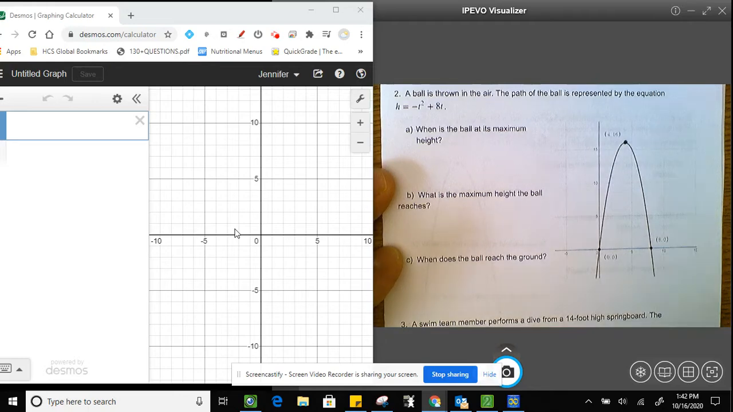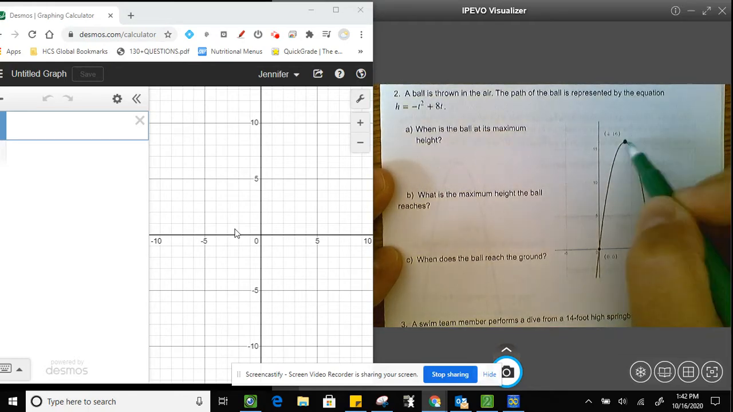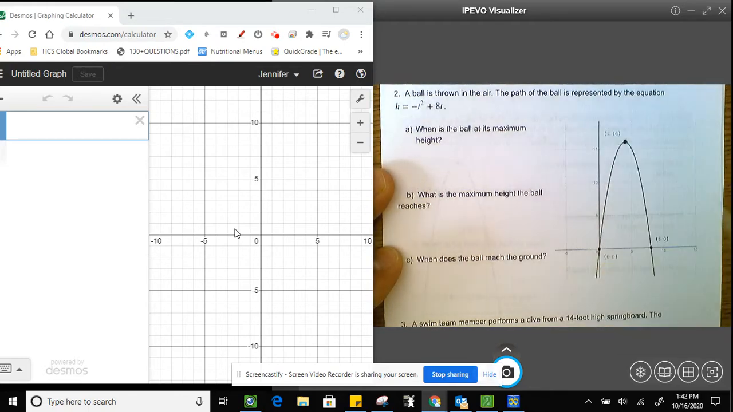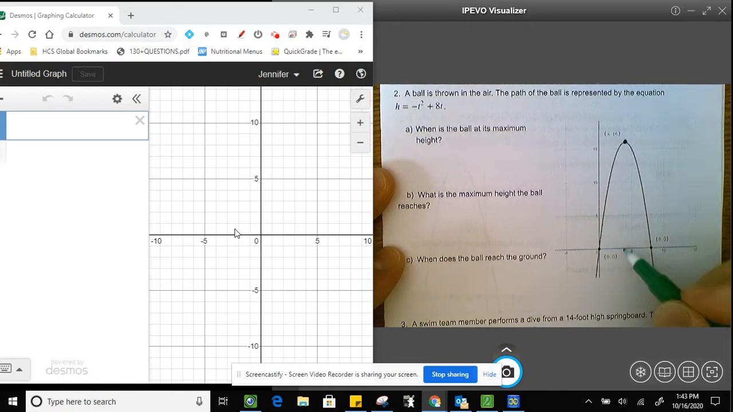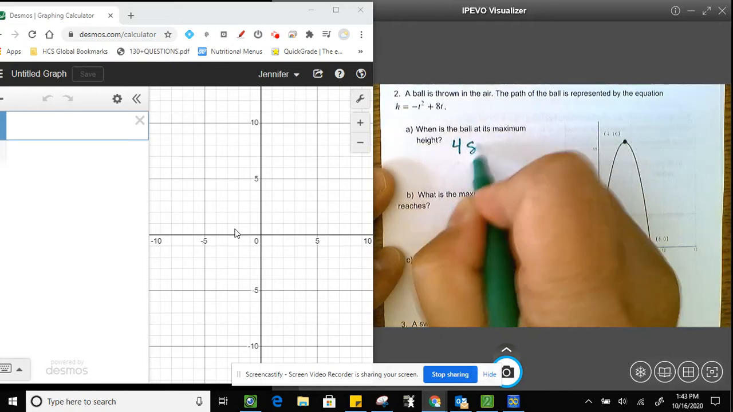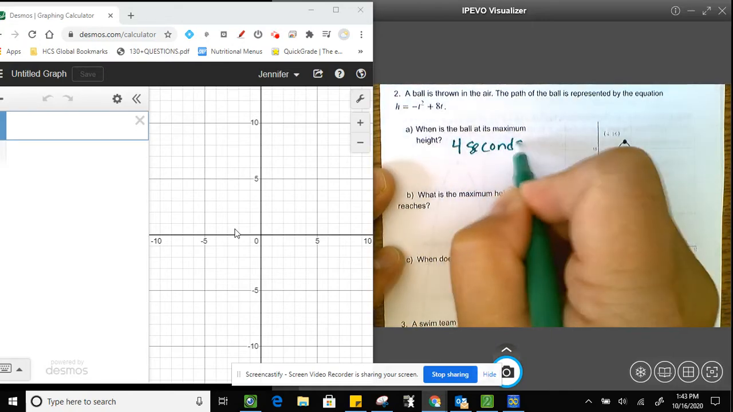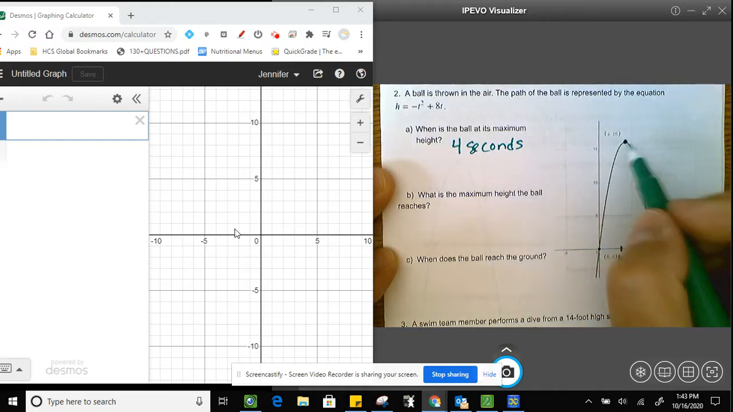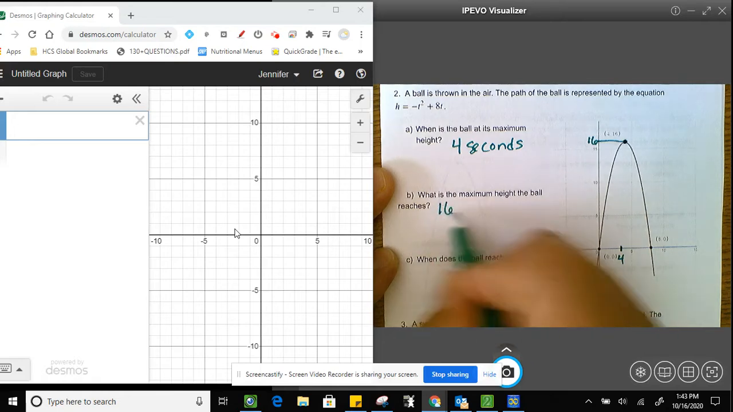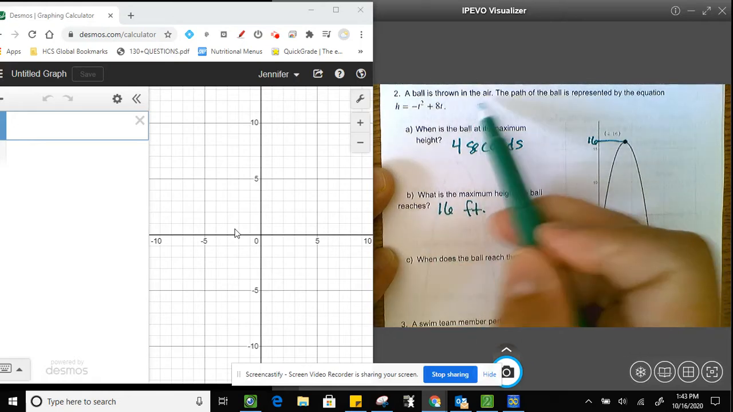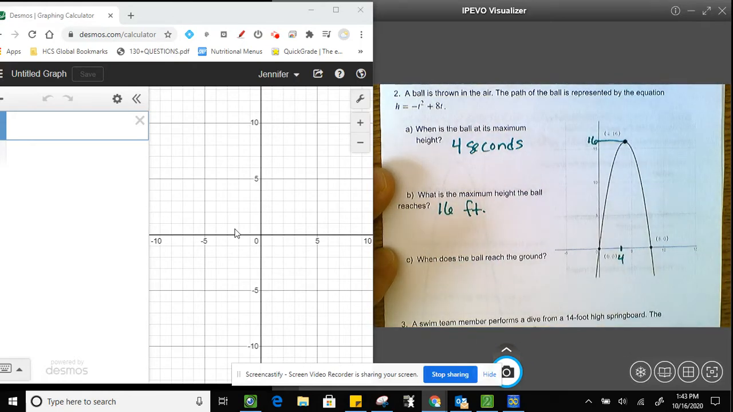This is from Desmos. And I went ahead and I labeled the vertex for 16. So when is the ball at its maximum height? The when is 4 seconds. And what is the maximum height? Would be up here at 16 feet. It actually does not tell us if it's seconds or feet, so I'm kind of making that up.